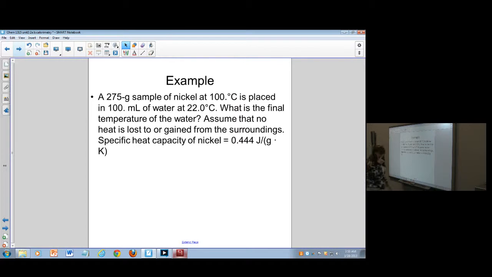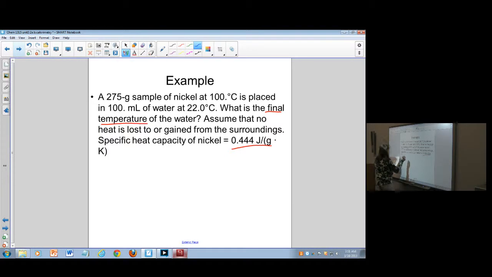All right, so in this problem, we've got a sample of some kind of metal. It's hot. Then we're going to place it into some cool water, okay? And we're going to determine the final temperature. I gave you the specific heat capacity of the nickel here. So this is a distribution problem where you're going to have temperature final on two sides of the equation. All right, so you're going to have to do a lot of math here, but it shouldn't be too difficult.